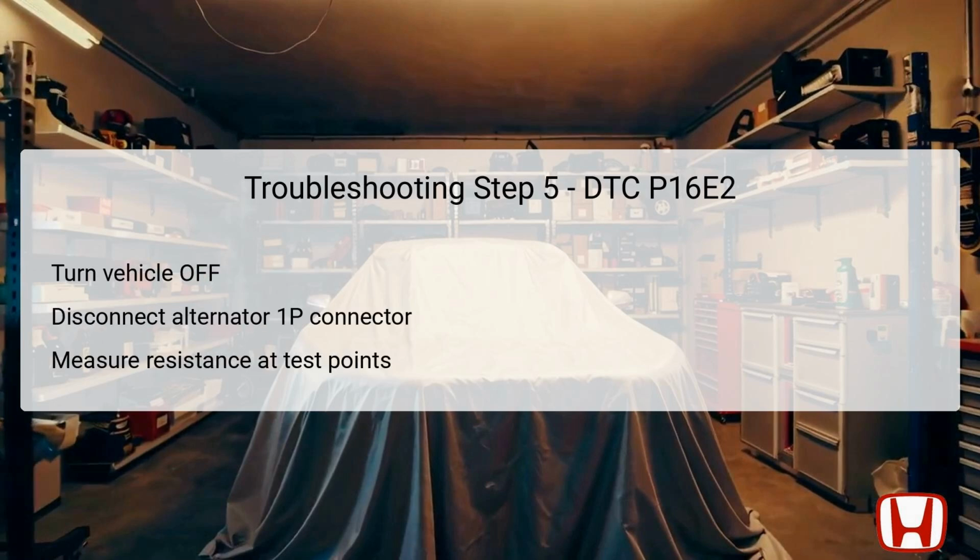Begin by turning off the vehicle and setting it to the lock mode, ensuring safety when working with electrical components. Disconnect the alternator 1P connector to isolate the alternator from the rest of the vehicle's systems. With the alternator connector removed, measure the resistance between the designated test points. These points are the female terminal number 1 of the alternator 1P connector and the vehicle body ground.